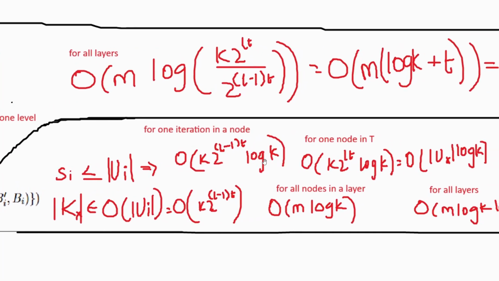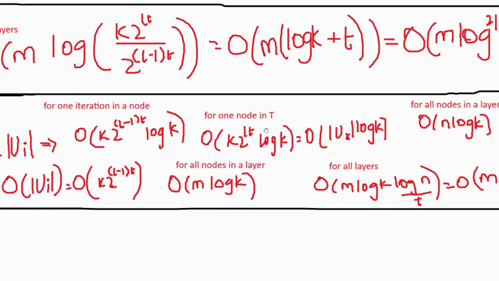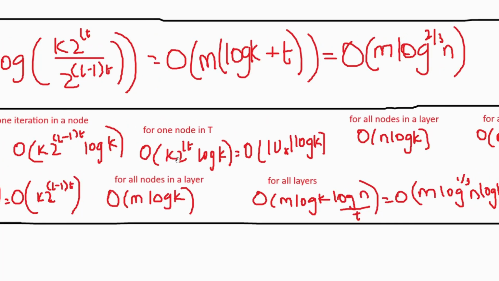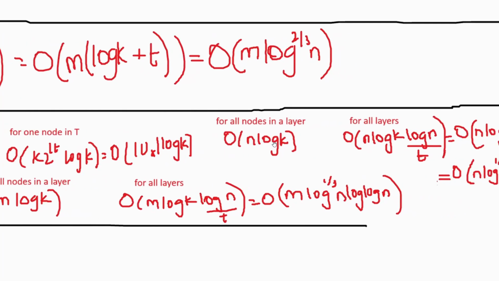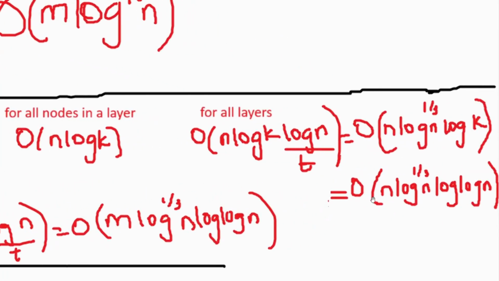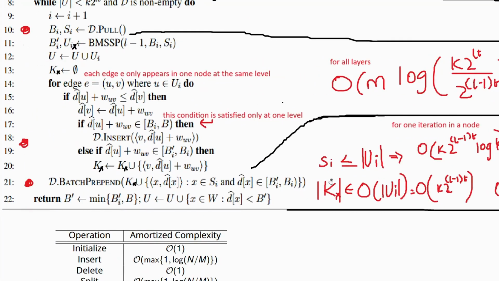Then there will be at most 2 raised to t iterations in a node. So for one node, this turns out to be the complexity, where k times 2 raised to Lt is the size of U_x itself. You can sum this up in a layer. Once again, U_x sums out to be n. We can multiply this with the number of layers, and it works out to be n log to the 1/3 of n. We will come to how k is being batch dependent later.